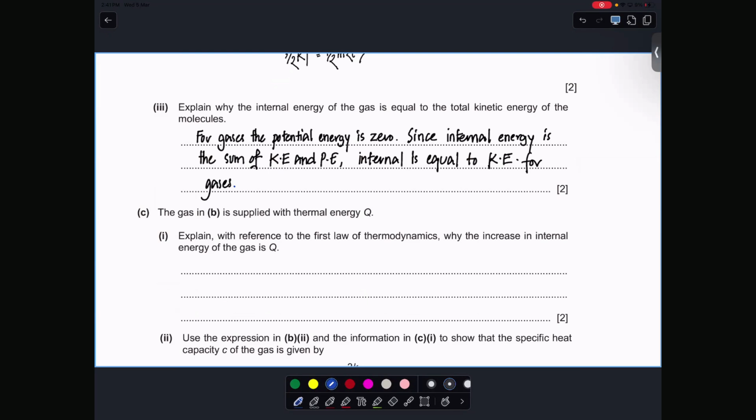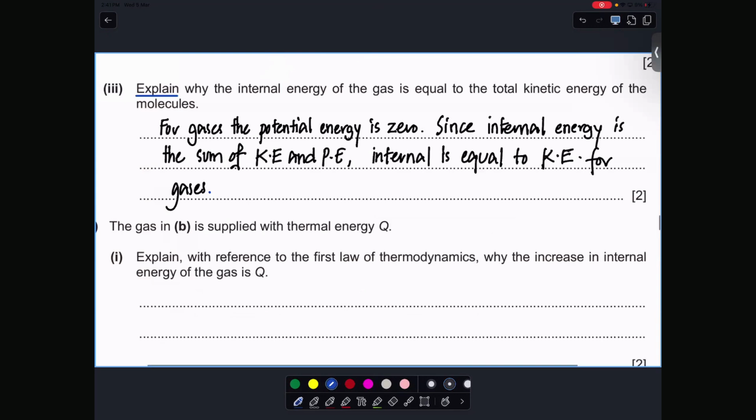I don't think so, but it's actually explained, right? It would be safe to just mention it. Does anyone know why potential energy is 0 for gases? Right? So I'll just put this on the side additionally.